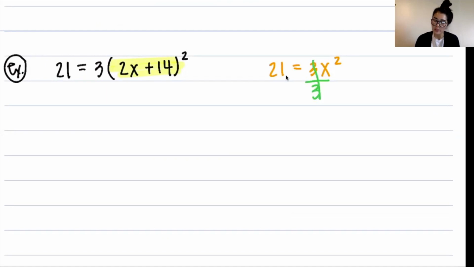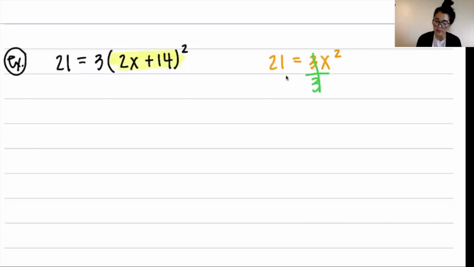So that concept is the same here. To get that parenthesis by itself, we're going to divide everything by 3, so that way the 3's cancel. Now you're going to be left with 7 is equal to the parenthesis, (2x plus 14) squared.